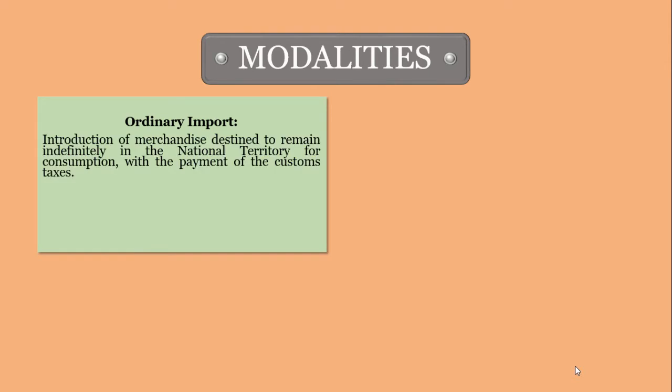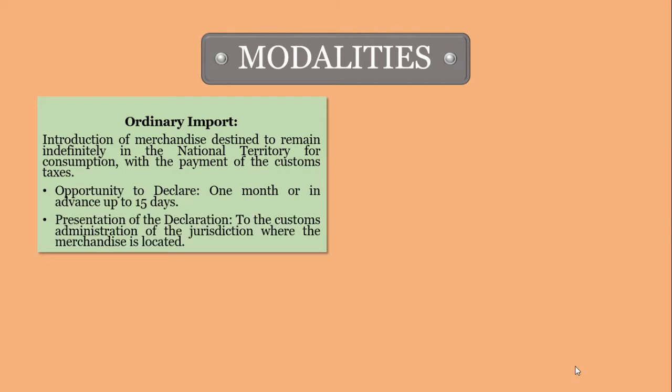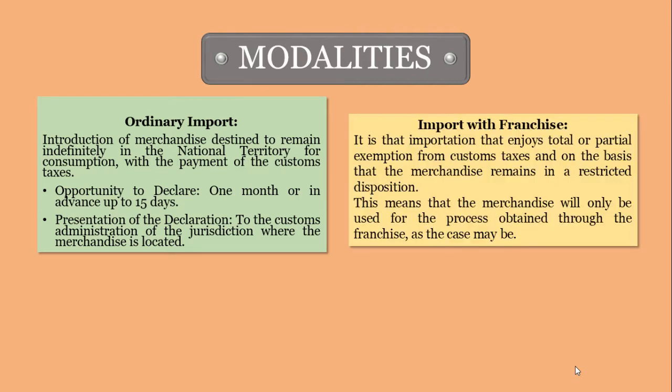Let's talk about the modalities. First, we have the ordinary import, the introduction of merchandise destined to remain indefinitely in the national territory for consumption, with the payment of customs taxes. The opportunity to declare is 1 month or in advance up to 15 days. The presentation of the declaration must be to the Customs Administration of the jurisdiction where the merchandise is located.